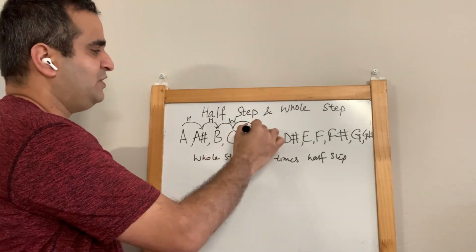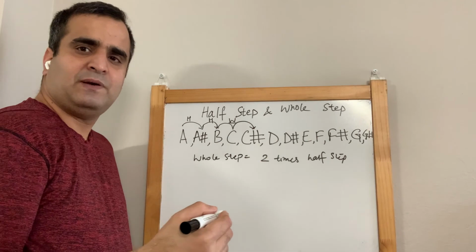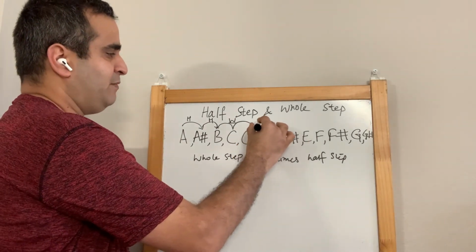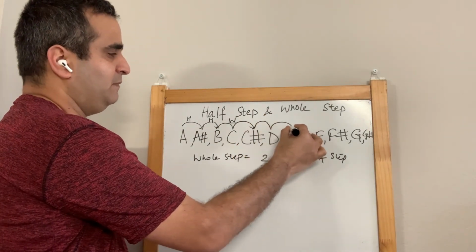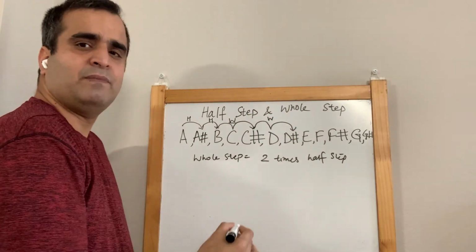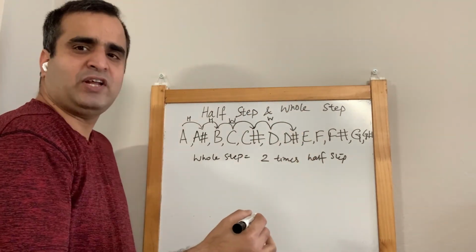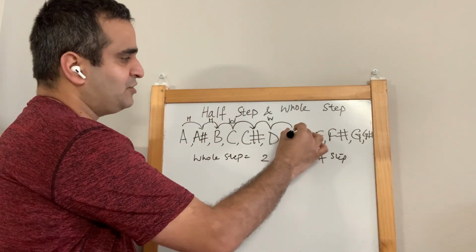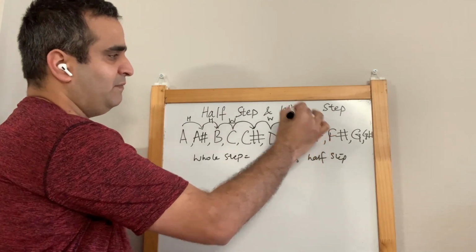Okay, so from C sharp, if I have to take whole step, that would be C sharp to D and D to D sharp. This is my next whole step. From D sharp, if I have to take half step, that is D sharp to E. This is my half step.